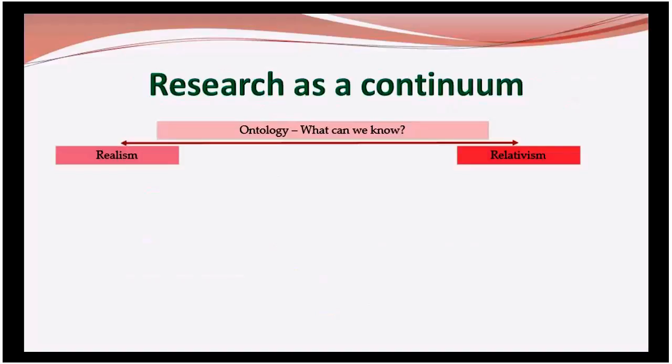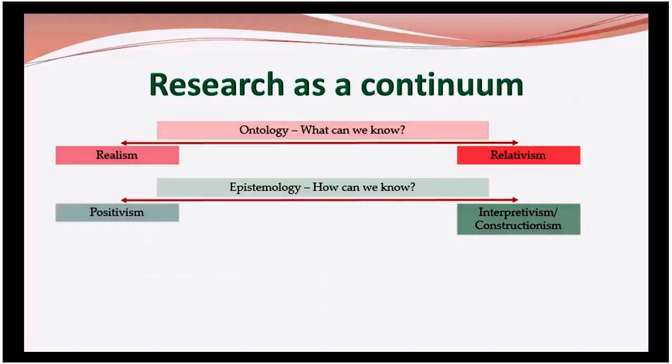Relativism says that we all have our own views of what the truth is and what can be known, and there are multiple ways of knowing the truth. How would you place yourself, realism or relativism? Do you generally believe that everything has to be factual, or do you believe that there are multiple truths for the same thing?